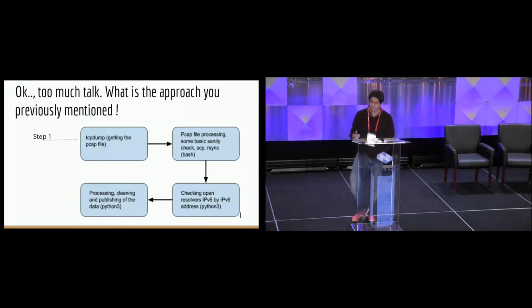So what are we doing after that? After we have the pcap file, we process it. We are using PySpark to do this. We remove duplicates and IPv6 addresses and so on. Then, after we have the IPv6 address identified, which we know is a recursive DNS server, we perform a very simple query trying to see if that IPv6 address allows recursion. This is actually the way that we identify IPv6 addresses.